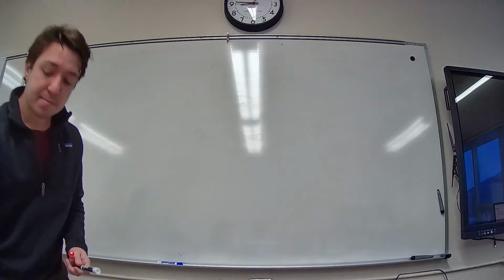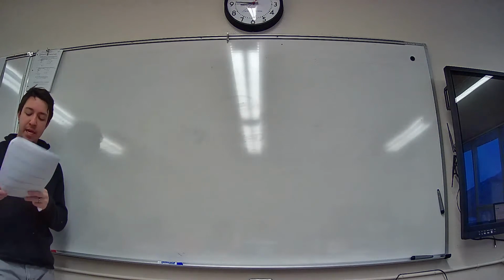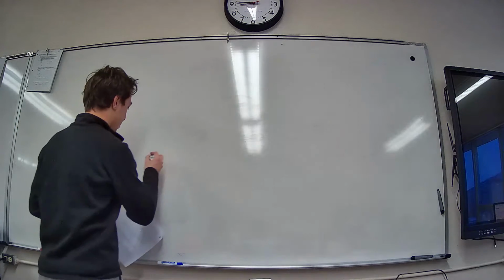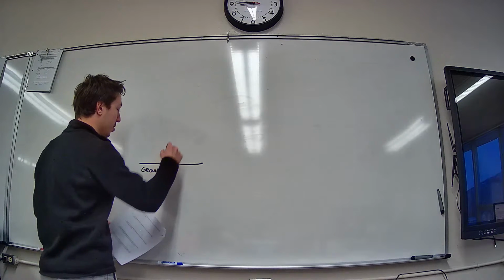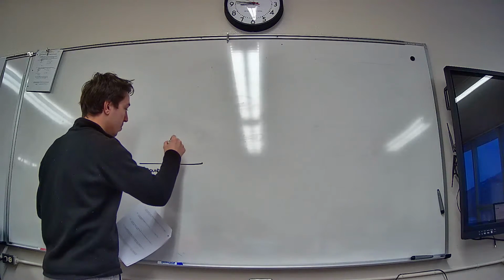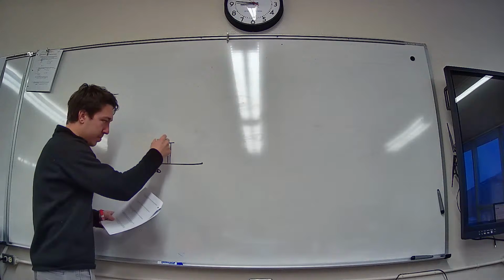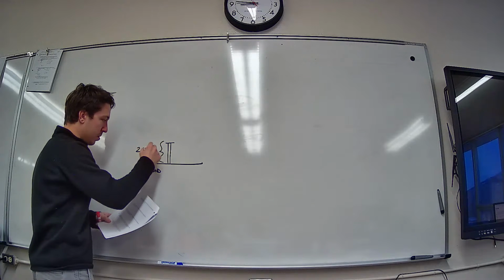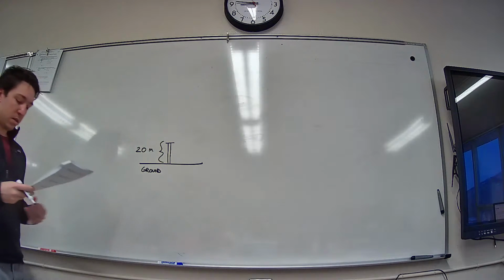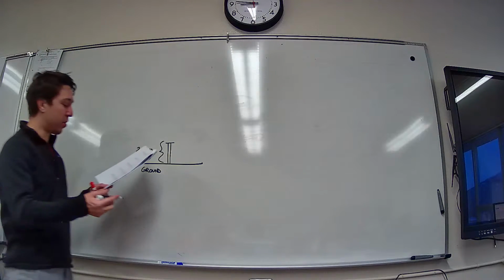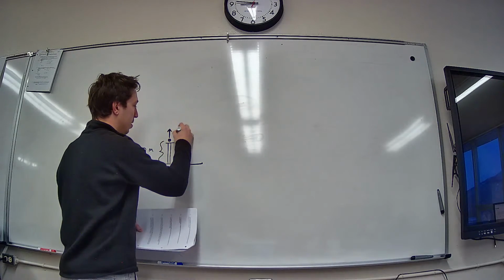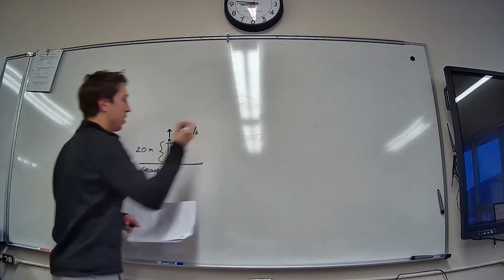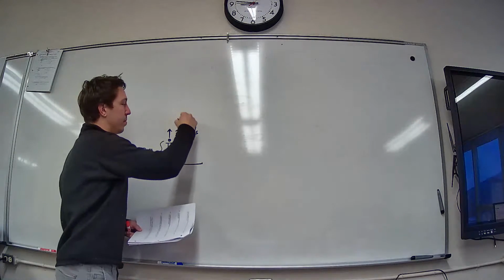So this says a cannon is mounted on a platform 20 meters above the ground and pointed straight up. So here's the ground. Here's the platform. 20 meters. So the question's asking, if we know how fast the ball is shot out of the cannon, this is V naught.